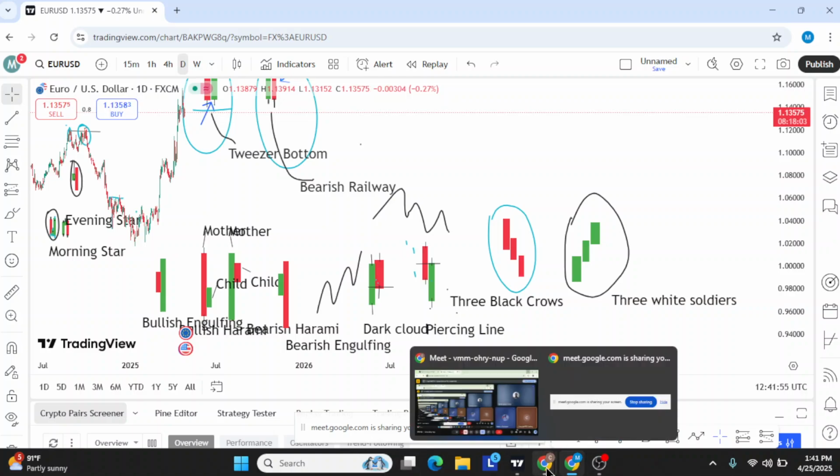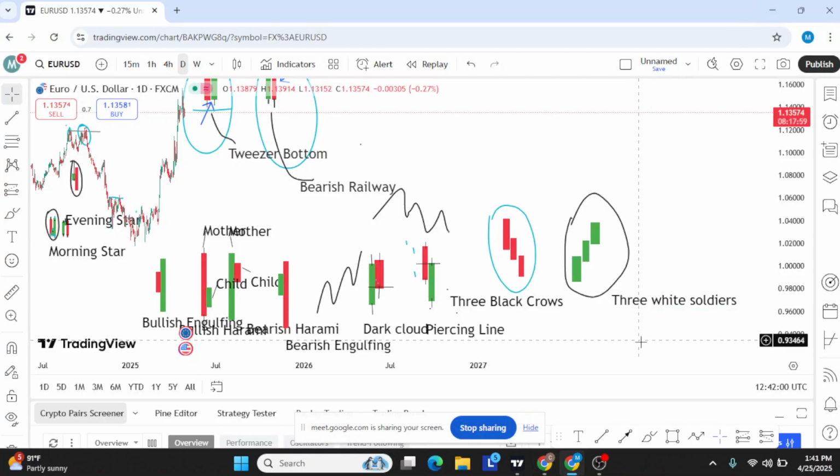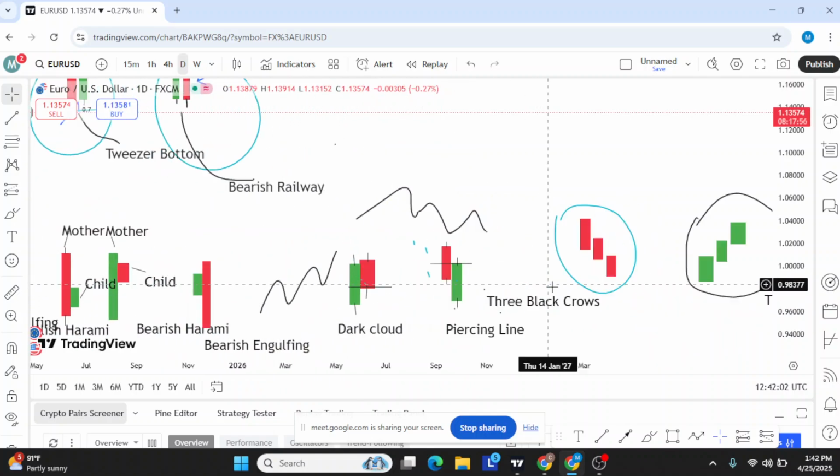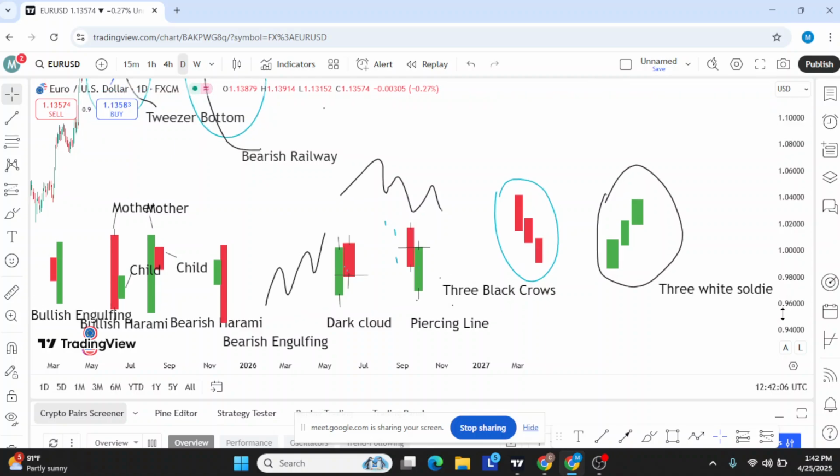So now, any question so far on all the patterns we've discussed? Because don't forget, this is the last class we'll be looking at candlestick patterns. We've covered the majority of all the candlestick patterns we have.